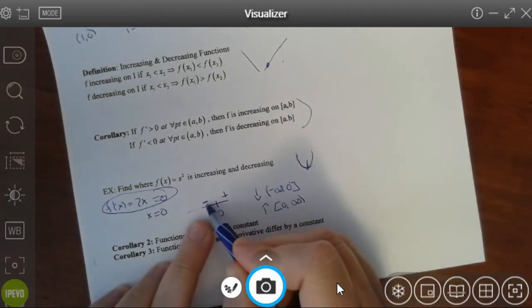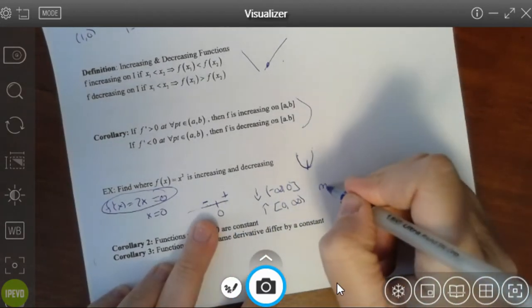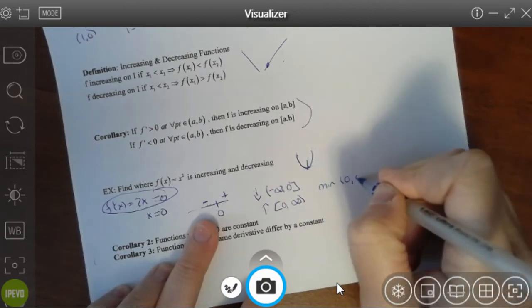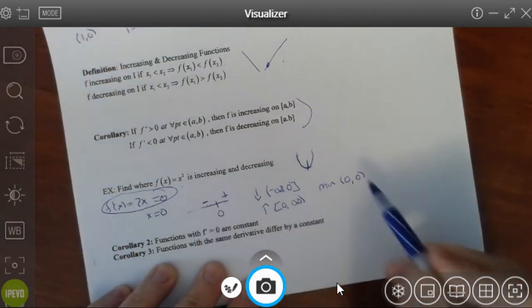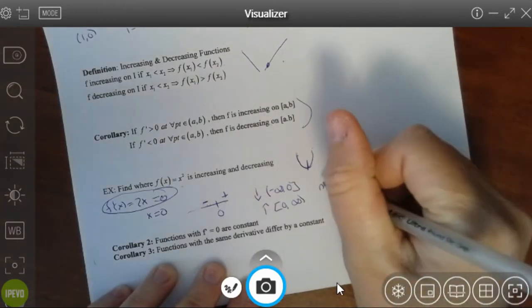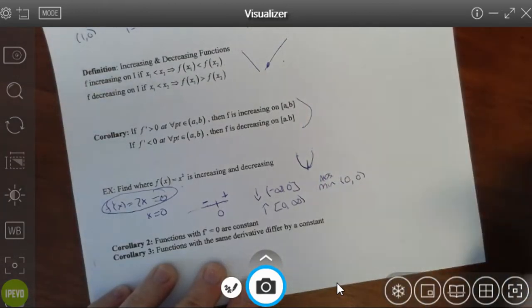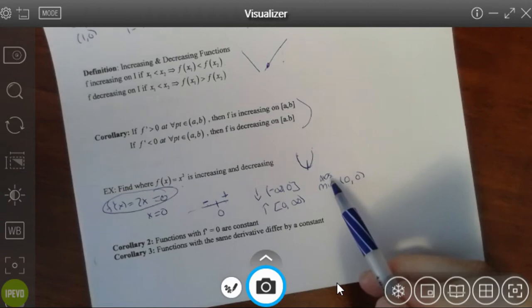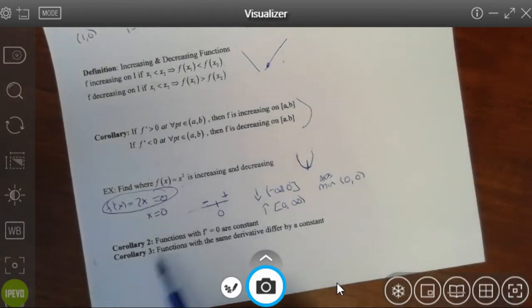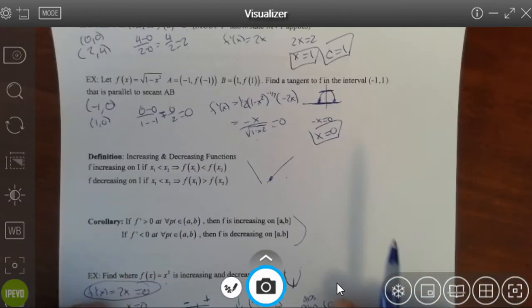That also would tell me that I have a minimum at (0, 0). I plug the 0 back in there to get my y value. And this would be an absolute min because there's no one lower than it, but that's what we talked about in 4.1. It's a minimum. Some corollaries that should make sense to you.